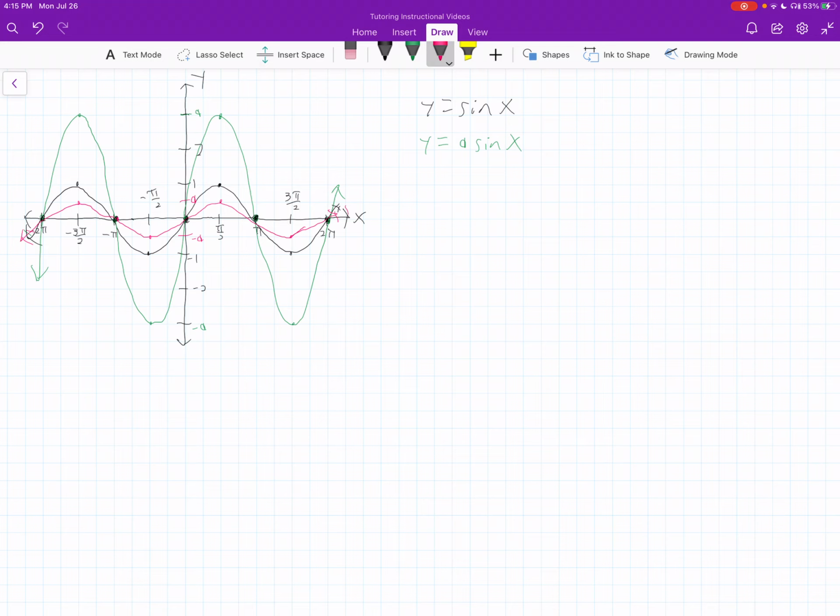Now, what would my formula be? Remember, I shrunk it to half its size by y equals 1/2 sine x. So think about that. All right, and hopefully you came up with y equals a sine x. And now I purposely used a twice. That was a little confusing with the notation.